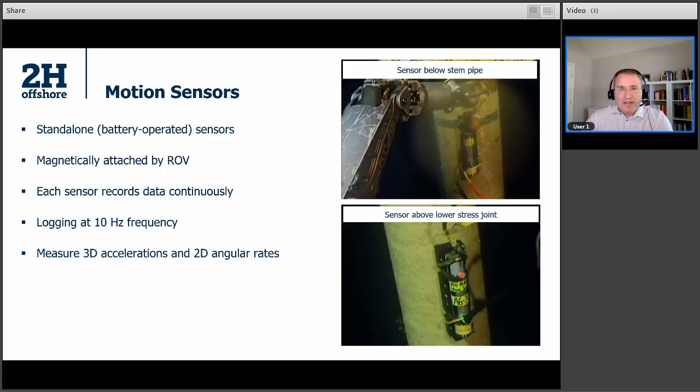Each sensor records data continuously with a logging frequency of 10 Hertz. And actually, 10 Hertz logging frequency is sufficient to capture riser wave and VIV response in the field, and that's what we typically use. And these sensors measure 3D accelerations and 2D angular rates.